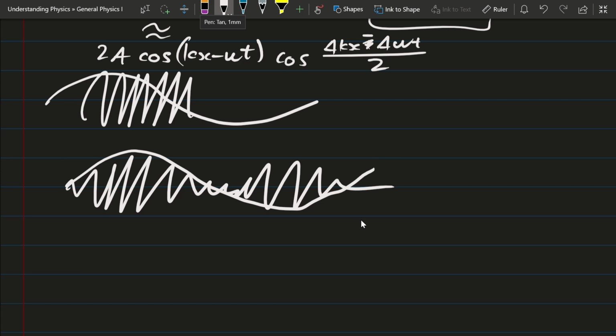So this is something that causes beating. So the best way to explain beating is that you would hear the same note, but it will have a sound going loud and then soft, loud and soft. So that is beating.